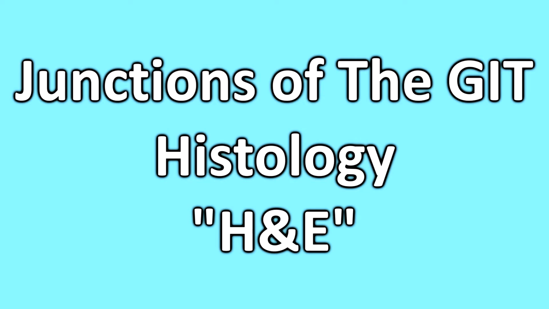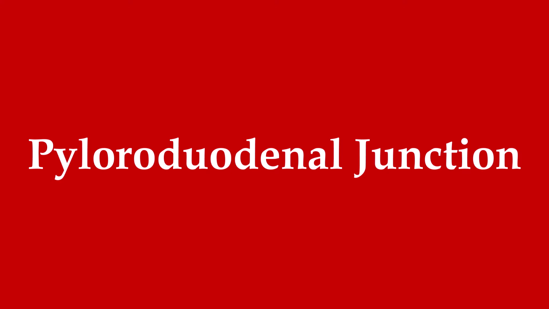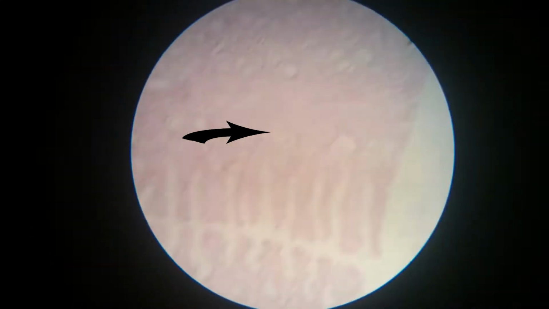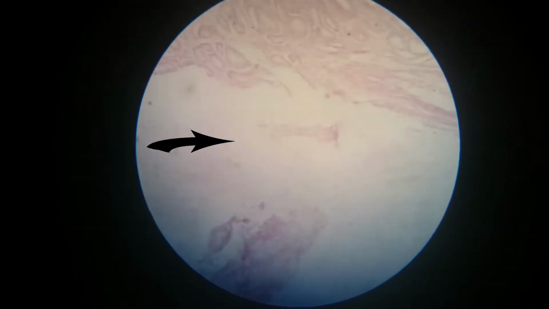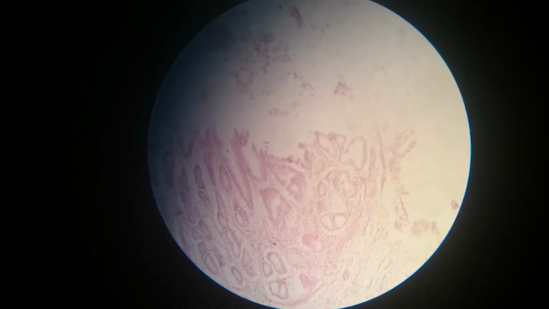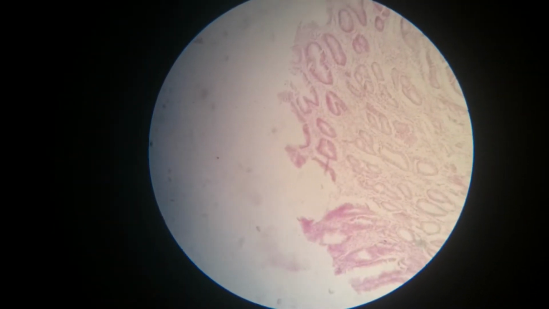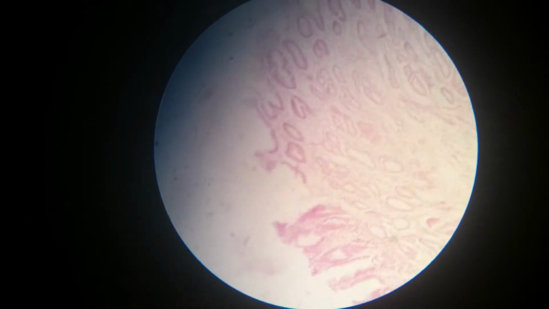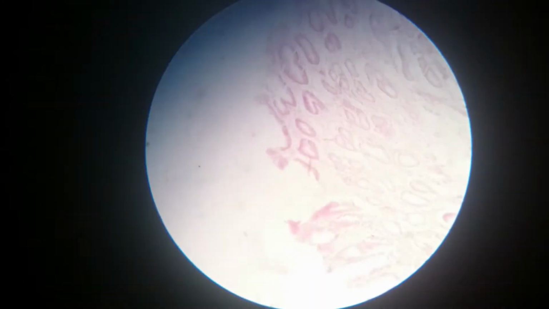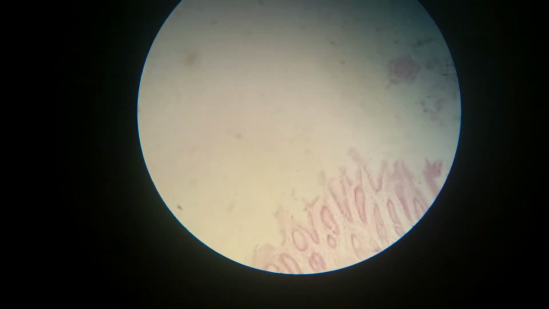In this video I'm going to talk about the junctions of the GIT, and I'm going to start with the Pyloro-Duodenal Junction. The Pyloro-Duodenal Junction is formed of two components, which are the pylorus and the duodenum. And here we see the gastric pits of the pyloric region. They are considerably deeper than those found in the fundic region. They form about 3/5 of the thickness of the mucosa.